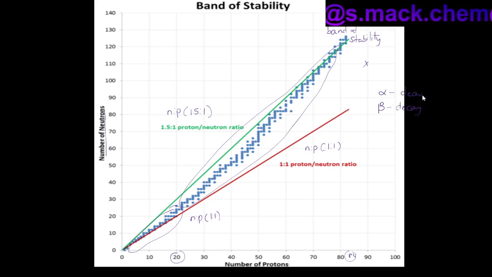This alpha or beta decay will decrease the number of protons, or maybe even the number of neutrons, such that the radioactive isotope forms a stable non-radioactive isotope, and this occurs through some sort of release of radiation, for example, alpha or beta particles.